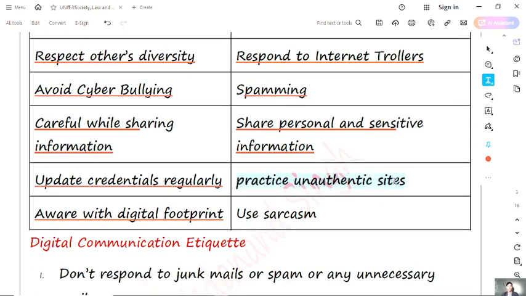Practicing unethical sites. We should not use unethical sites, meaning sites which are restricted by the government, or we should not go through that kind of link. We should not click over there. Now there is the use of sarcasm.